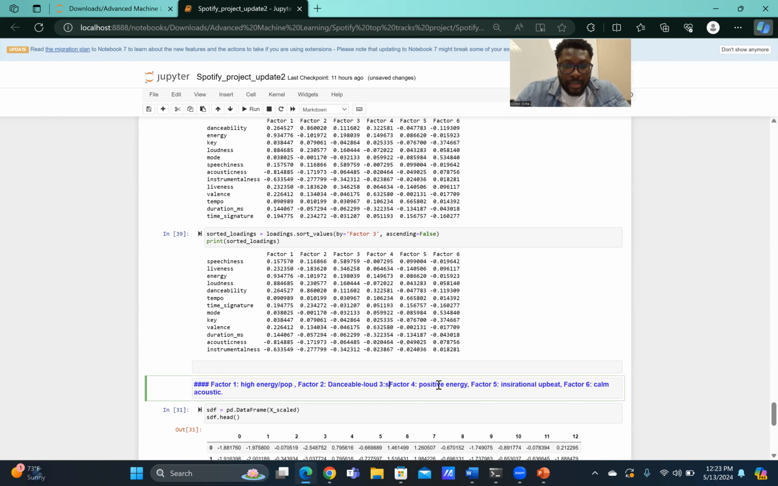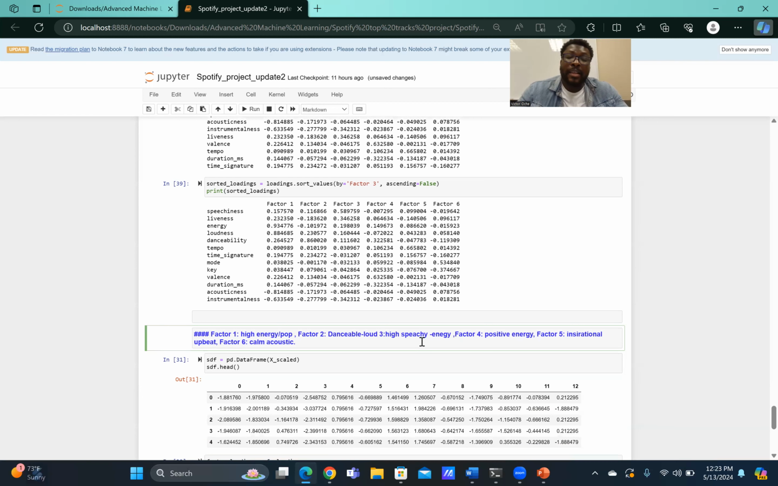However, this also represents some sort of high energy. So let's call this high speechy energy. So basically, you get the point. This is how to read the loadings.